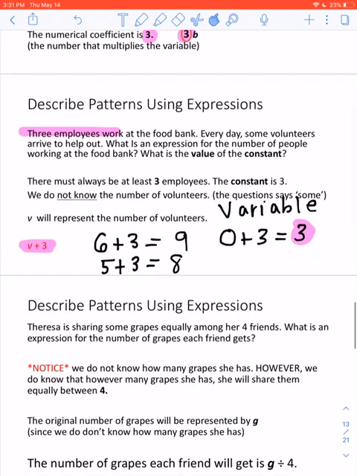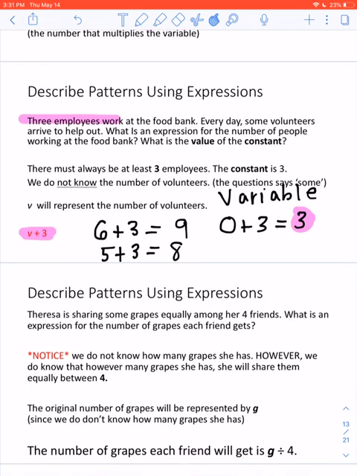All right. Let's look at another example. Teresa is sharing some grapes equally among her 4 friends. Now, this part's key. Anytime you see the words equally among, that should instantly make you think division. Anytime we're sharing something equally, that's division. So, what is an expression for the number of grapes each friend gets? Now, we know she has 4 friends. Do we know how many grapes she has? No, we don't.